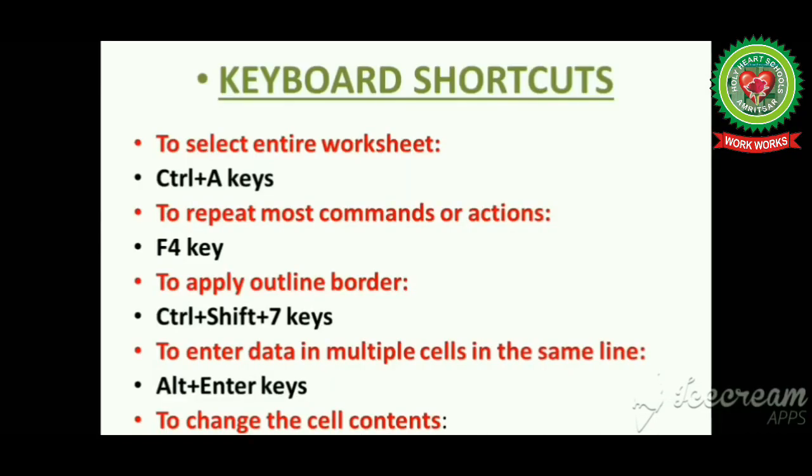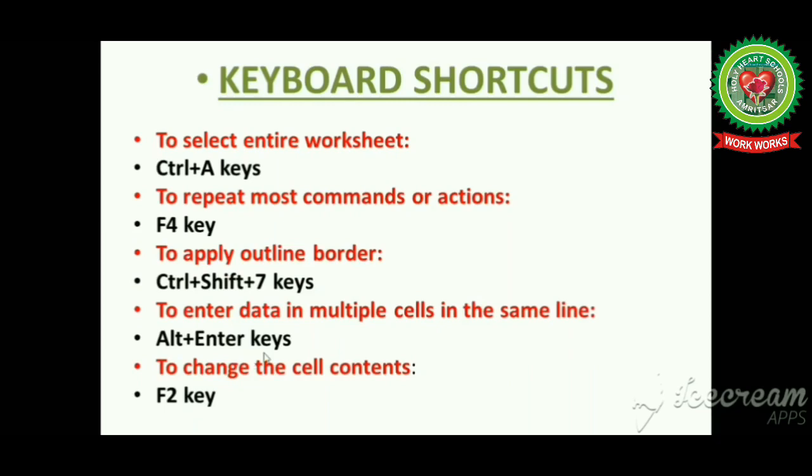Now we will discuss some keyboard shortcuts related to this chapter. We have already discussed to select the entire worksheet, that is Ctrl plus A. To repeat the most recent command or action, F4 key. To apply outline borders, Ctrl plus Shift plus 7 key. To enter data in multiple lines in the same cell, Alt plus Enter key. And to change the cell contents, F2 key.